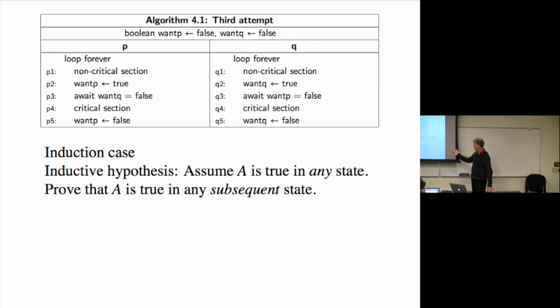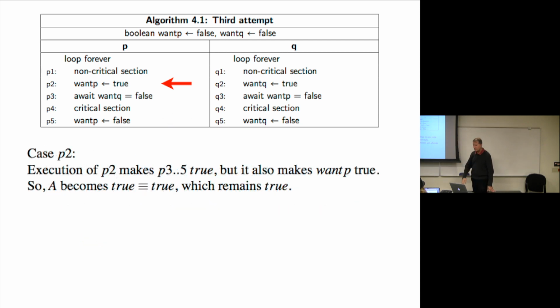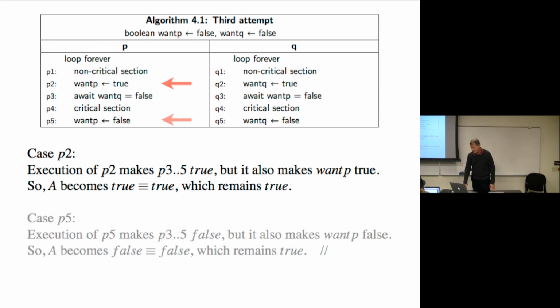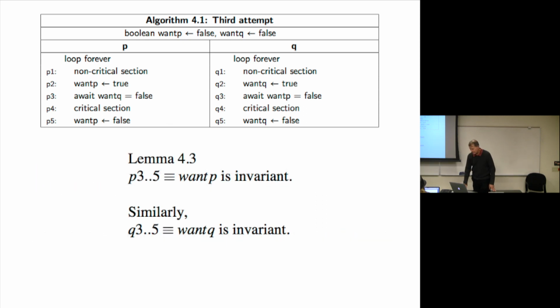We assumed that A is true in any state, and then by code inspection we had to prove that A is true in any subsequent state. We had to inspect which statements can change P3.. equals wantP. We look at this, and we see that it's statements P2 and P5. So here's the case P2, and then we did case P5, and we reasoned like this. Similarly, Q3.. equals wantQ is invariant.